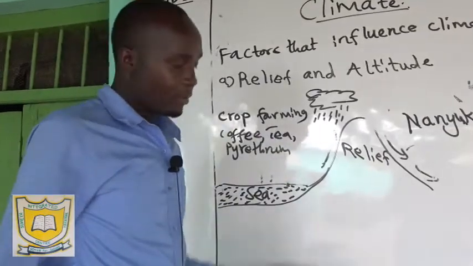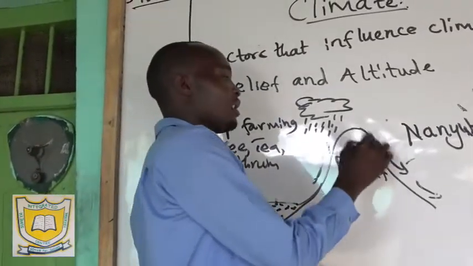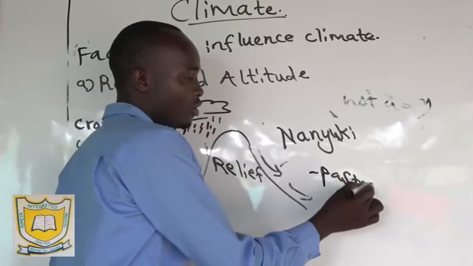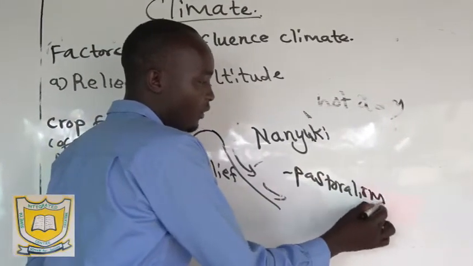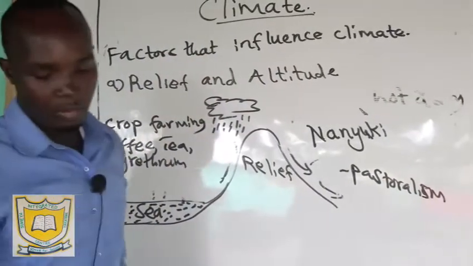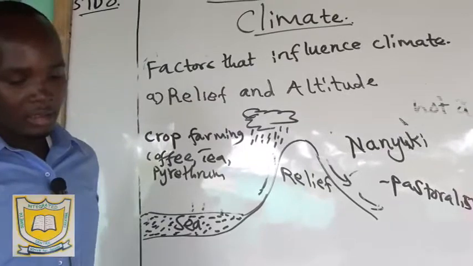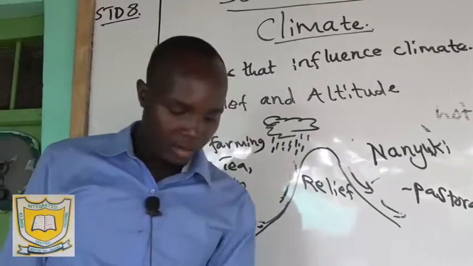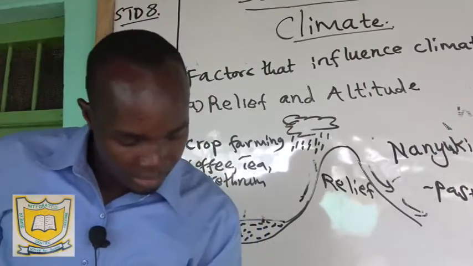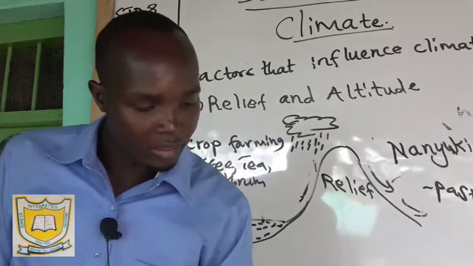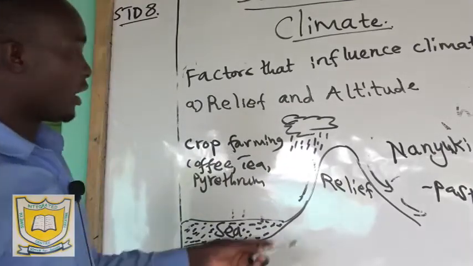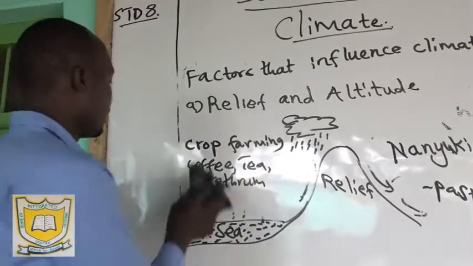Then on this side, the best economic activity we can carry out, because there is no rainfall, is pastoralism. Pastoralism is the keeping of livestock, moving with the livestock from one place to another. So that is how relief affects the climate of a place.